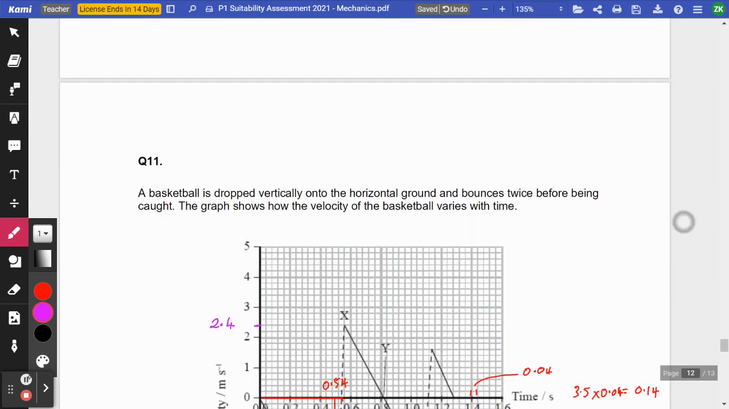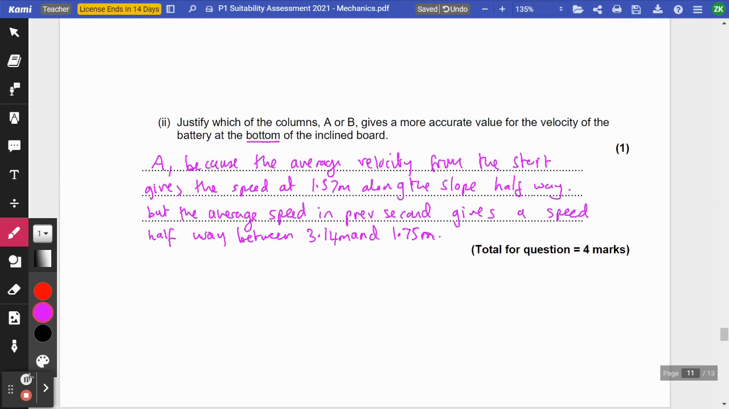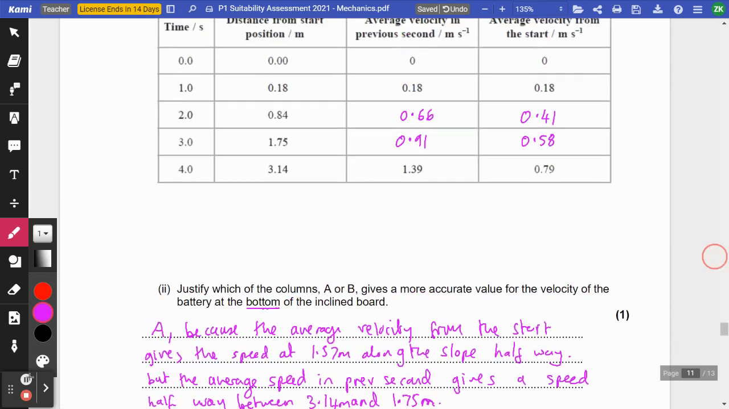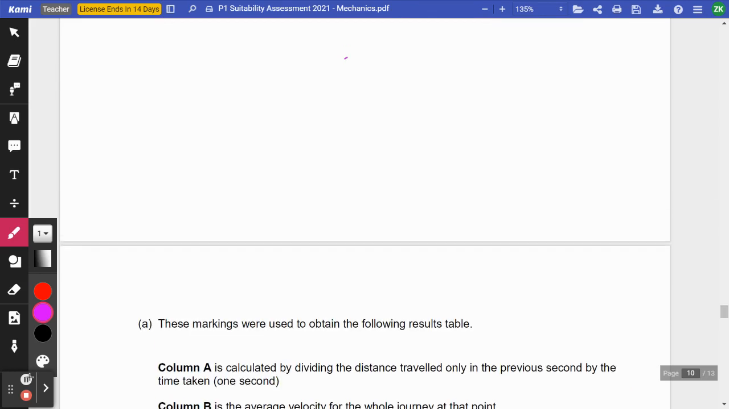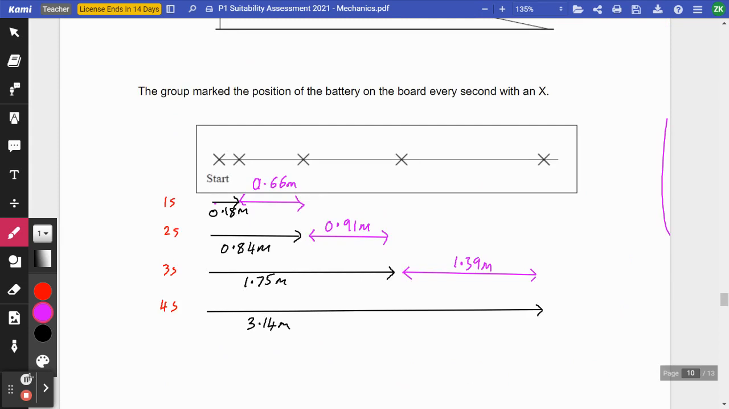B. So how have I written that? B, because the average velocity from the start gives a speed at 1.57 meters along the slope. I've just done half of the total distance. But the average speed in the previous second gives a speed halfway between 3.14 meters and 1.75 meters, which is closer to the bottom.